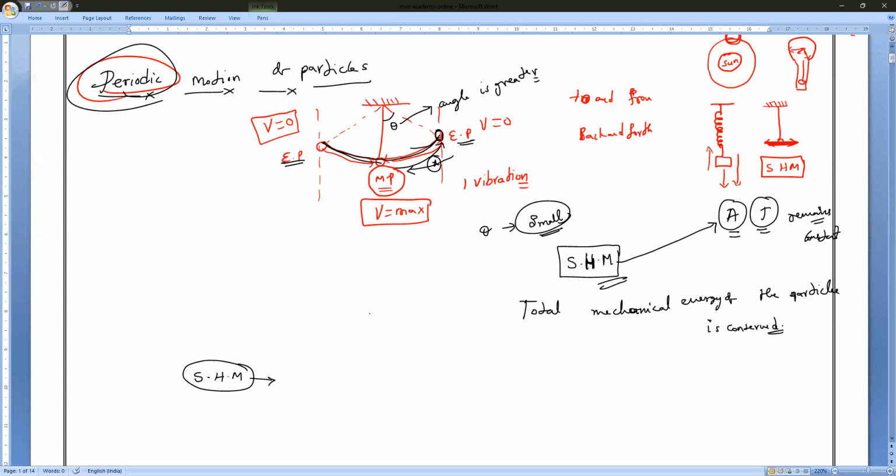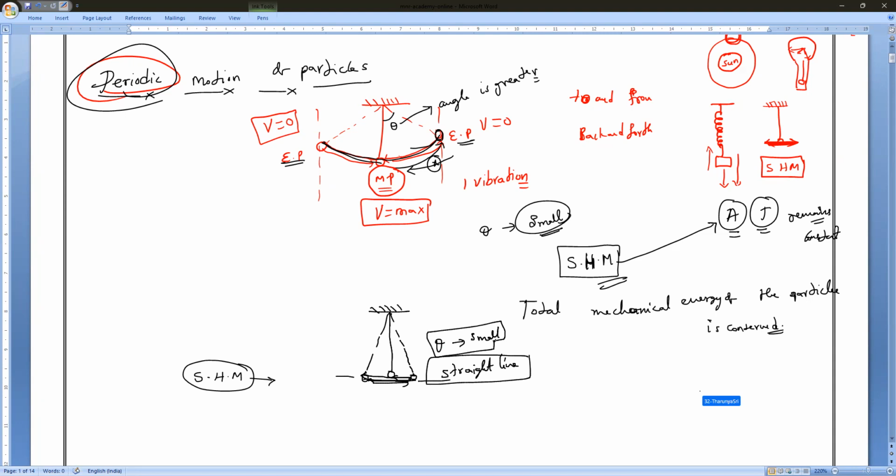For example, there is a bob. Imagine this is the mean position and some person has taken the bob to here and released it. The bob will go to the mean position, then to the other side, then go back, come back again. Have you noticed that? It is almost a straight line. Is it a curved path or a straight line? Straight line, where theta is very small. This is called SHM, simple harmonic motion.